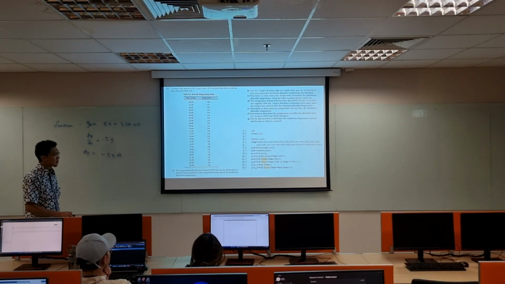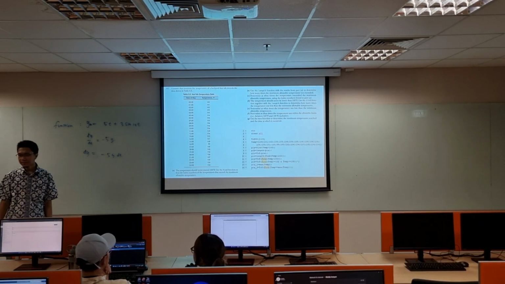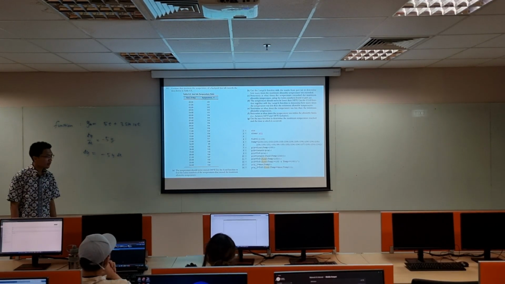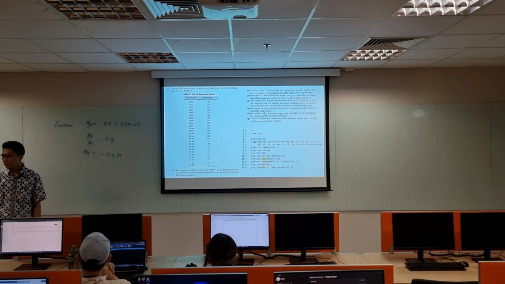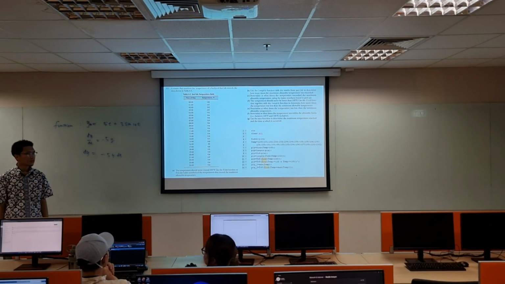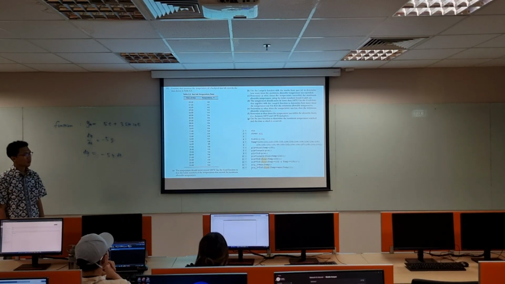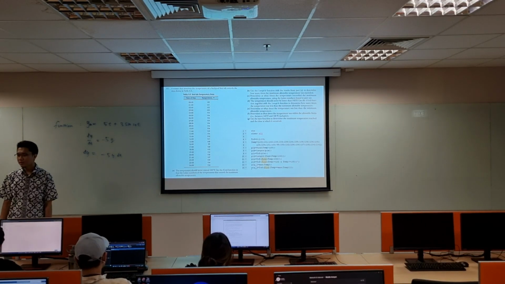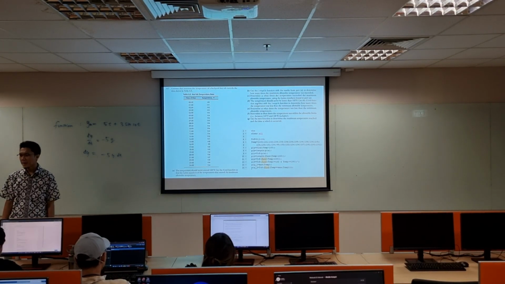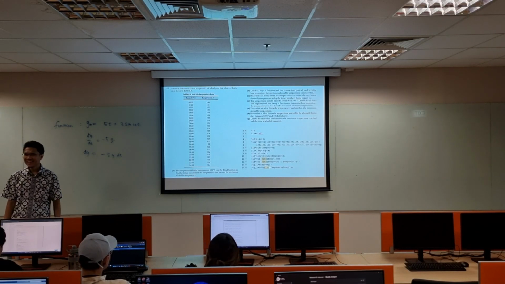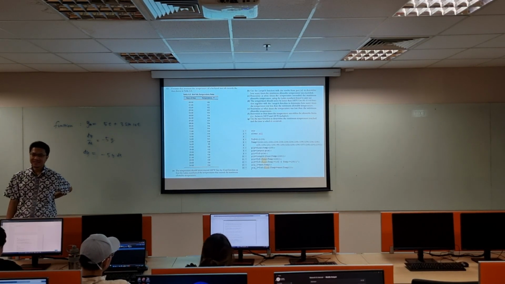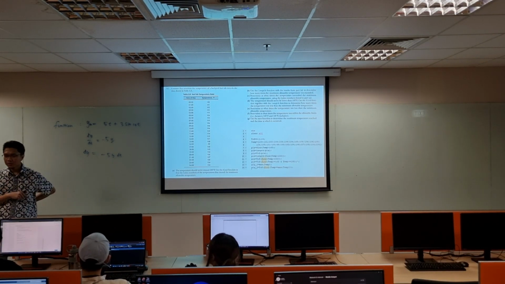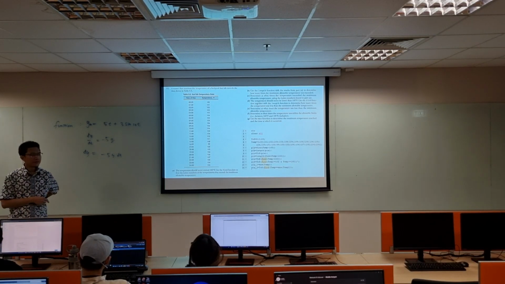What about the maximum? Max is just the element with the highest value. Does it search the index or search the exact value? It's finding the value, not finding the index. The opposite of max is min. What does min do? The lowest value, the smallest value.